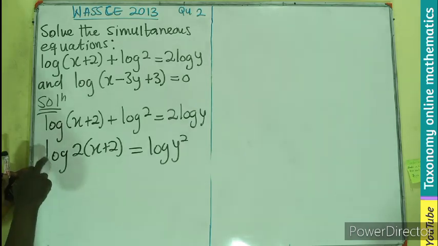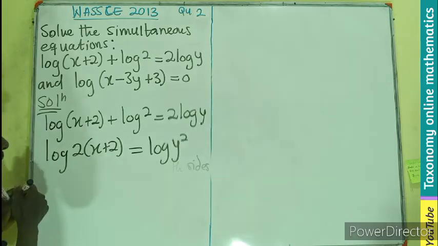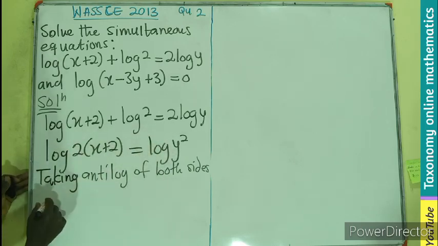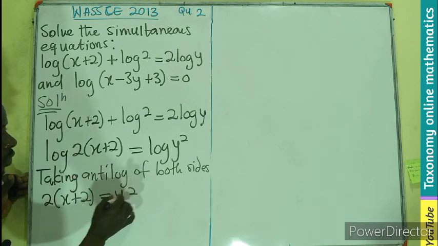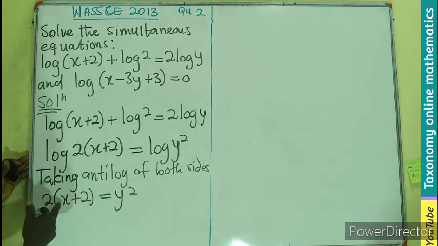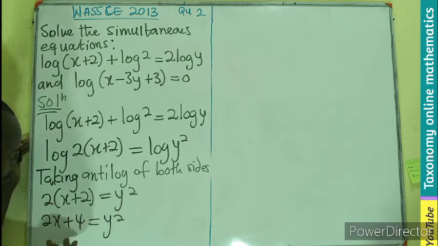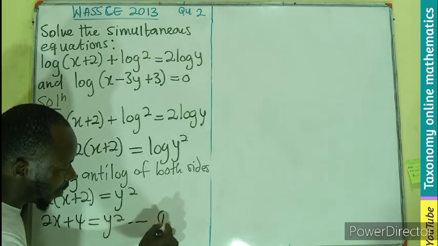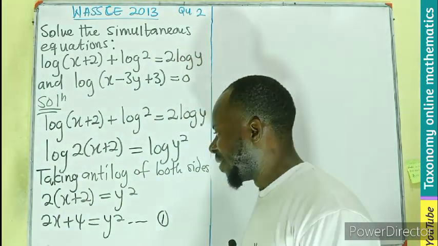So in the case of this, I am having a logarithm to the same base. We take antilog of both sides. So taking antilog of both sides will make the logarithm cancel, giving rise to 2 times x plus 2 equals y squared. And we can expand this by saying 2 times x, that will be 2x, 2 times 2, that will be 4, equals y squared. Now we are having this. We can bring the y in and send the 4 out, but let's maintain this as our equation 1.